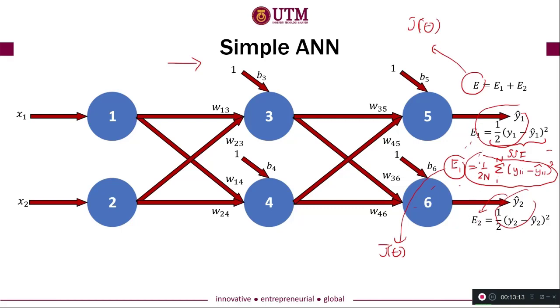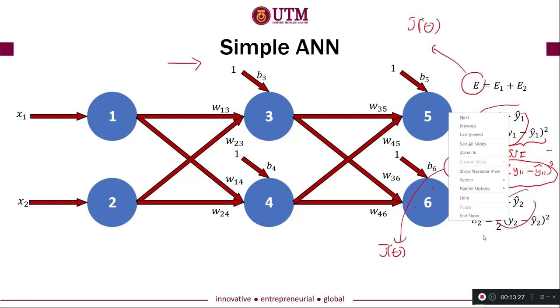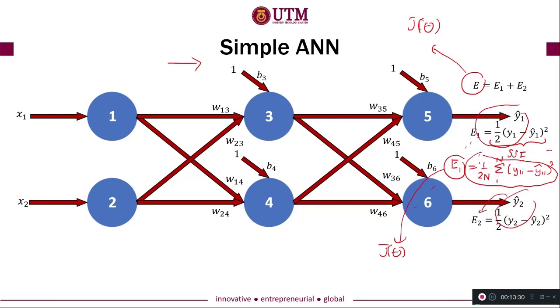Because you have 2 cost functions, that's why this is not called the whole cost function. It's just a cost function for that particular output Y1. This one is only the cost function for this particular output Y2. But to represent the cost function of the whole network, you need to total it like this. So that's why I said that now the cost function for a neural network is not only this one, you need to total up.